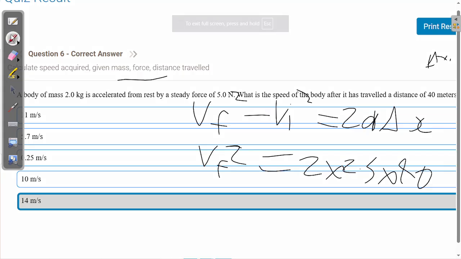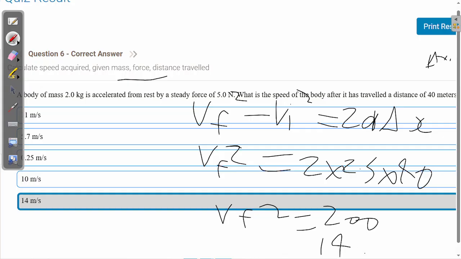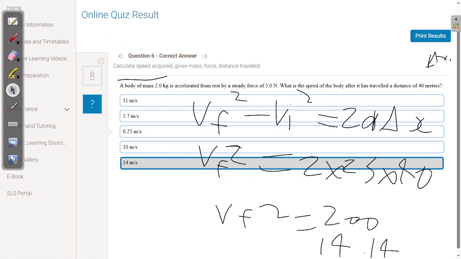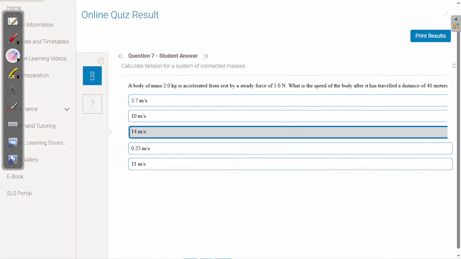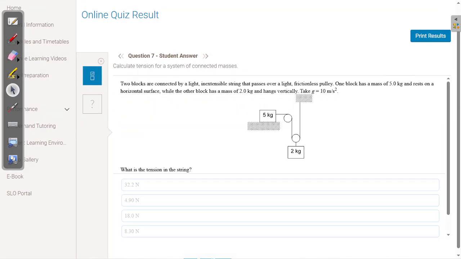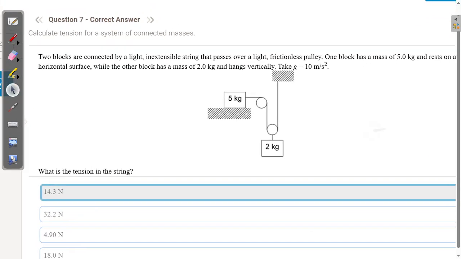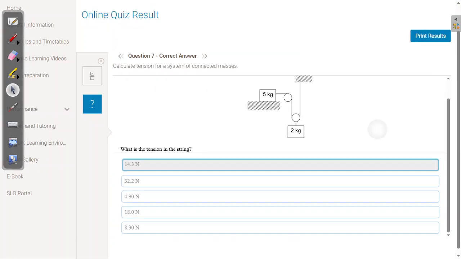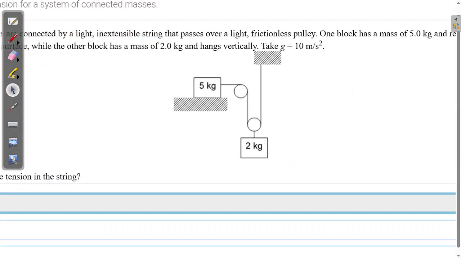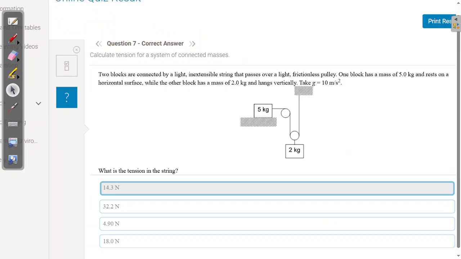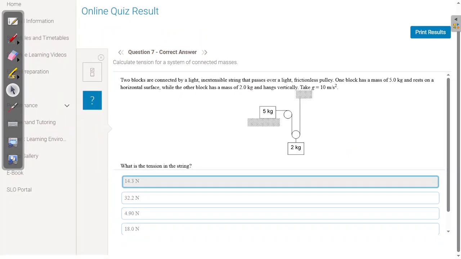And you get v final squared equals 200, which will get you like 14.14, which is the same here. Okay, this question is just wrong. I've tried every single way, it's literally wrong. I think it's because they didn't give us friction, but yeah, it's wrong.